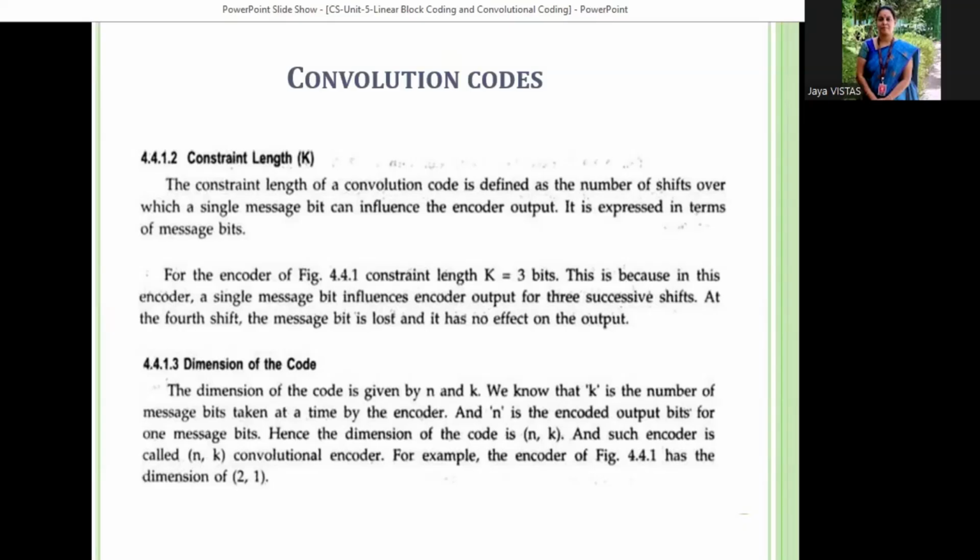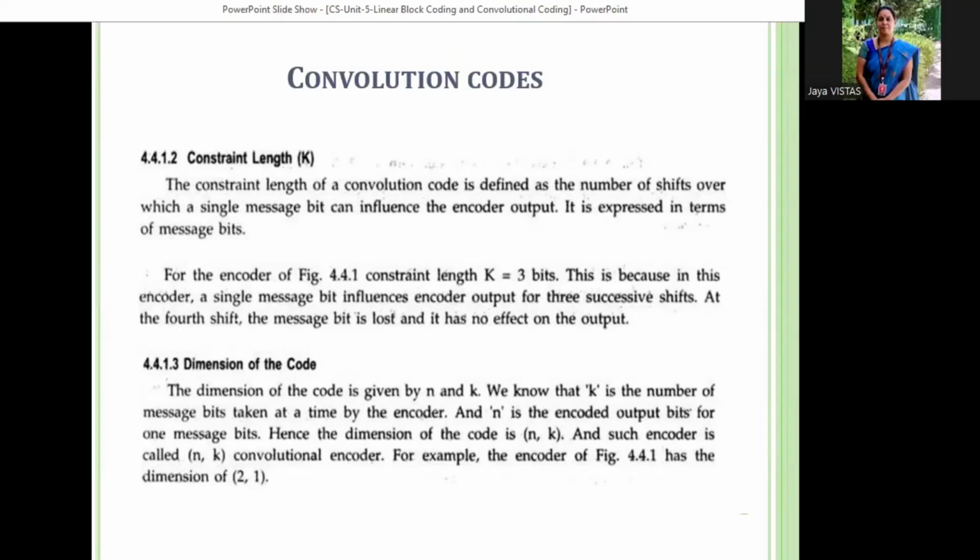A single bit entered in the first shift will move to M1 in the next shift, and in the next shift it is in M2. In the next shift it is discarded. Likewise, the output depends upon the shifts of the input bits. So in the fourth shift, the message bit is lost, so there is no effect on the output.